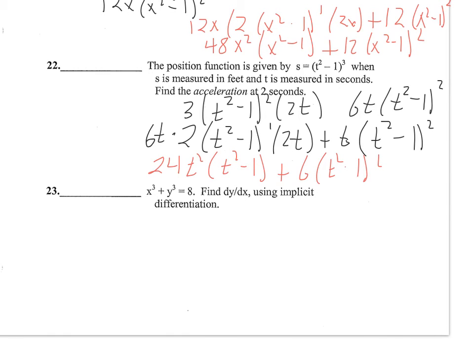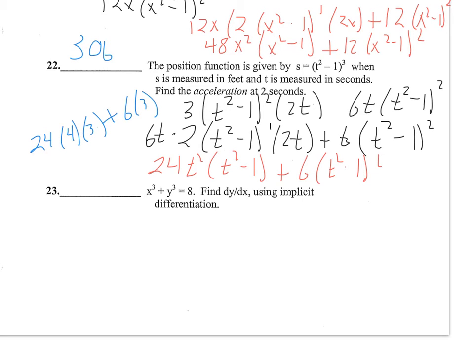Okay, plug a 4 in for all the t's. So you get 24 times 4 squared times (2 squared is 4, minus 1 is 3), plus it should just be 6 times 3 squared. Okay, and then all said and done we get 306.